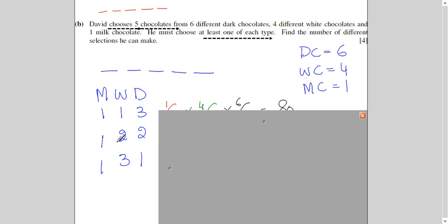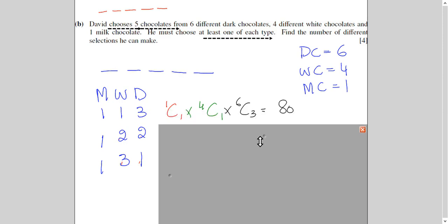Or 1 milk is compulsory because there is only 1 milk chocolate. So this will remain 1, but that will change. So if white is 1, dark is 3. White is 2, dark is 2. White is 3, dark is 1. So these are the only cases.